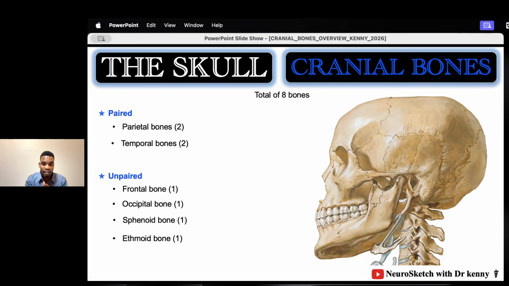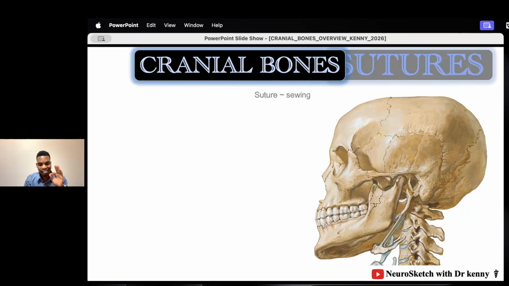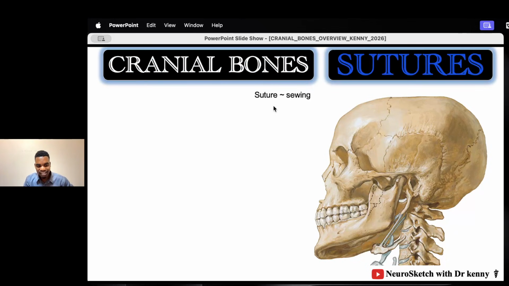now they have to be connected to one another, correct? And how are these bones connected to one another? They are connected to one another by special joints which are called sutures. And the word suture means sewing. Why sewing? Because they have zigzag-like lines. So sutures are fibrous joints. Remember, we discussed them when we were doing the elements of arthrology in anatomy.